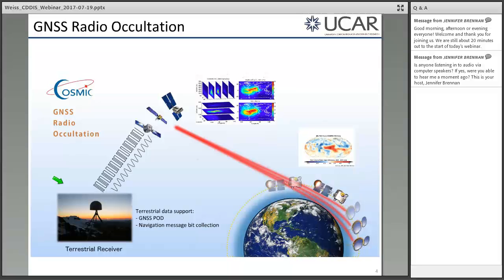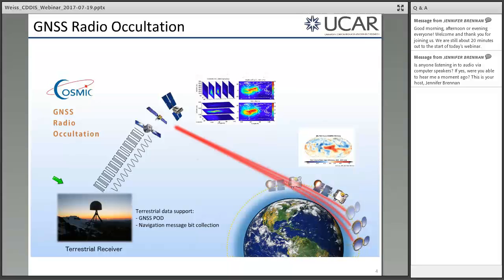And those GNSS receivers, which are geodetic quality, dual or triple frequency receivers, are used for a few different aspects that are very key to doing the radio occultation processing. One is the precise orbit determination for the GNSS transmitter satellites, so figuring out the orbit and clock parameters for those satellites with time very precisely.